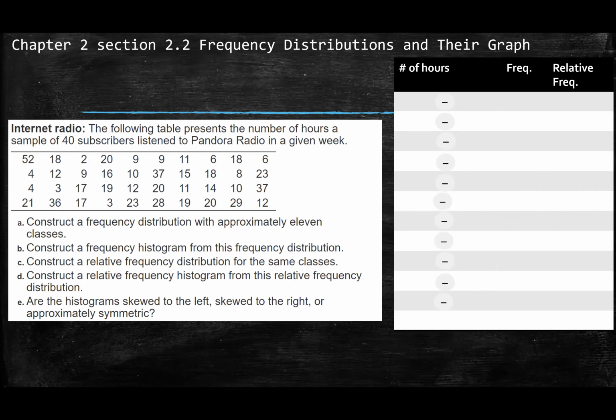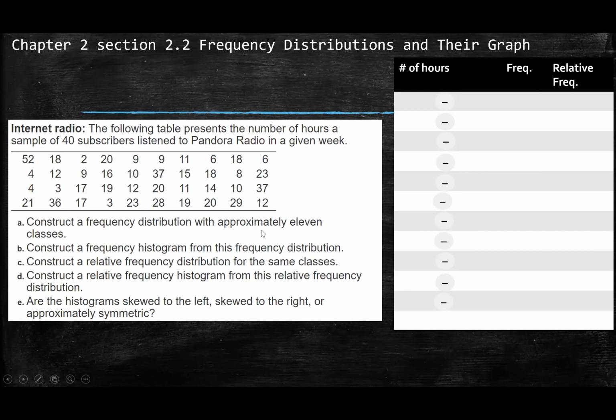So looking at this, again, we have 40 data, right? And they ask you for A, construct a frequency distribution with approximately 11 classes. So everybody see the difference between this question versus the previous question. The previous question, they ask you to construct a frequency distribution with the width of 5 and the beginning of your data is 55. So if this is the question, how do we know the class width, right?